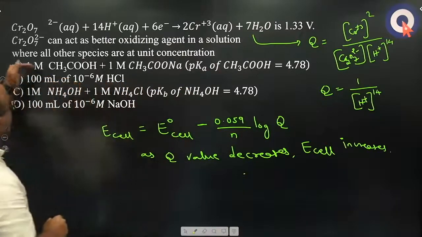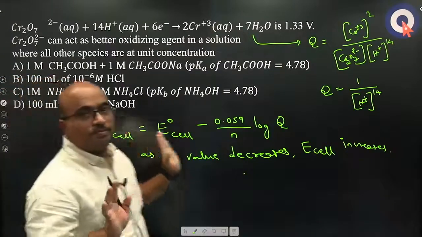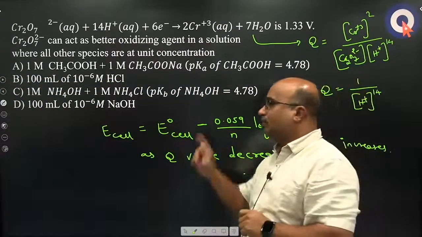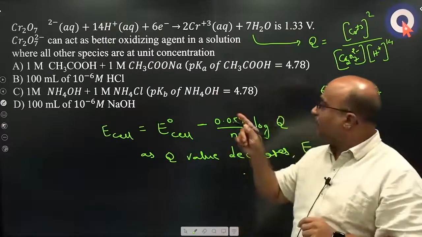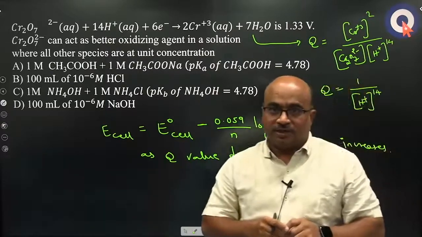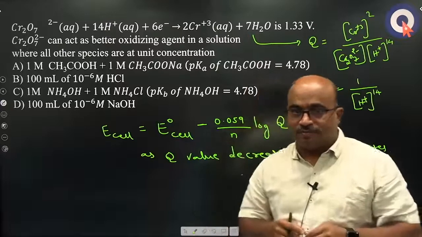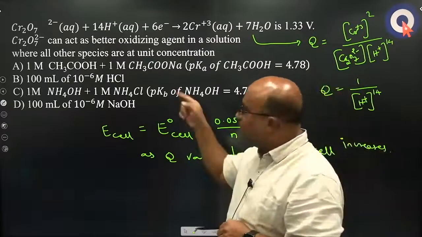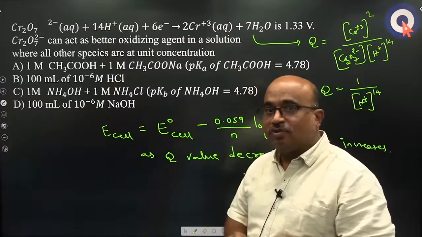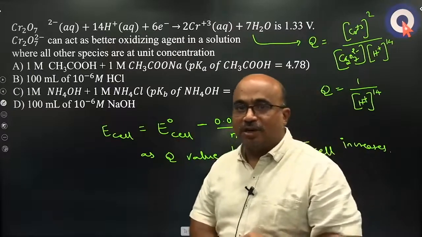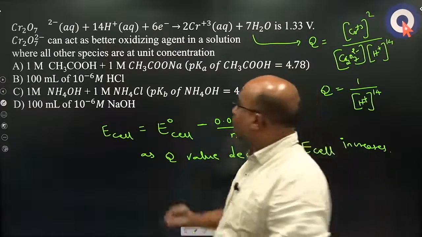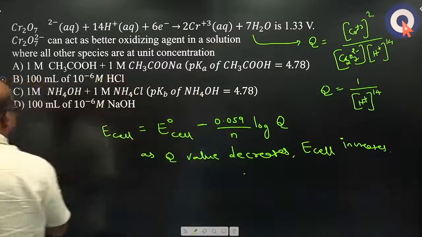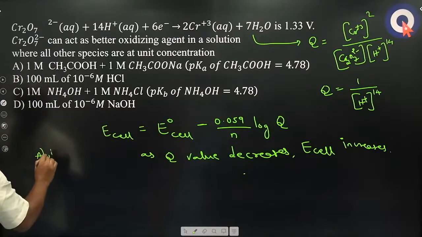So in which case is the H+ concentration more? Okay, let us predict it. What is the first one? It's acetic acid and sodium acetate, so it's nothing but a buffer solution. But the concentration of the acid and the concentration of the salt are the same. So what is the pH? It is nothing but pKa. So in the first option, pH is equal to pKa.